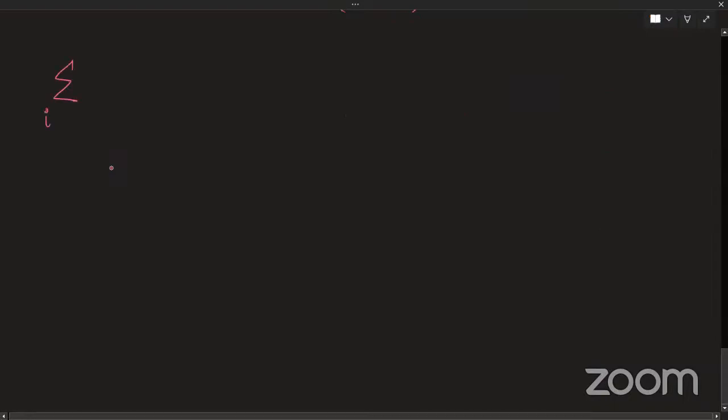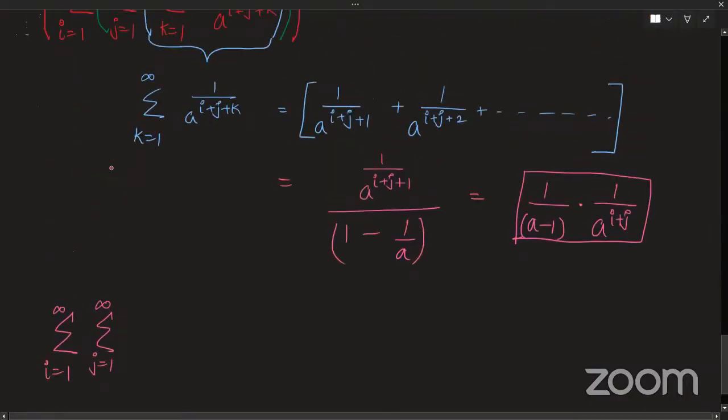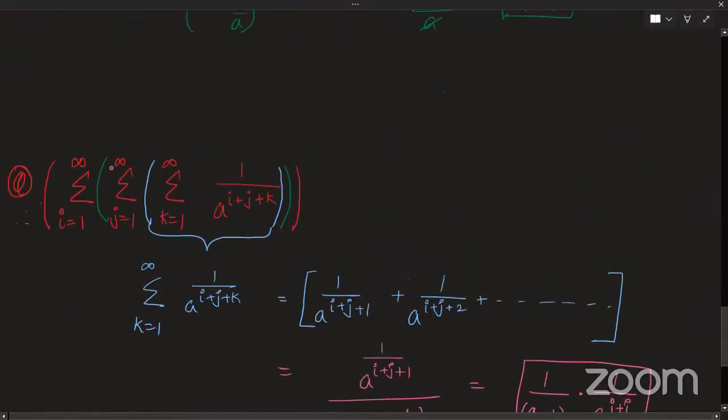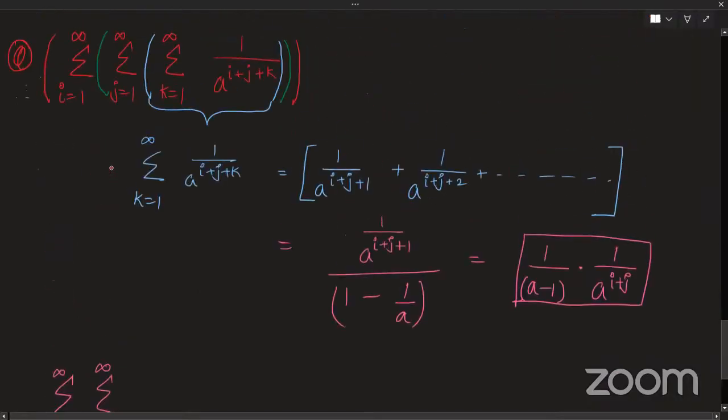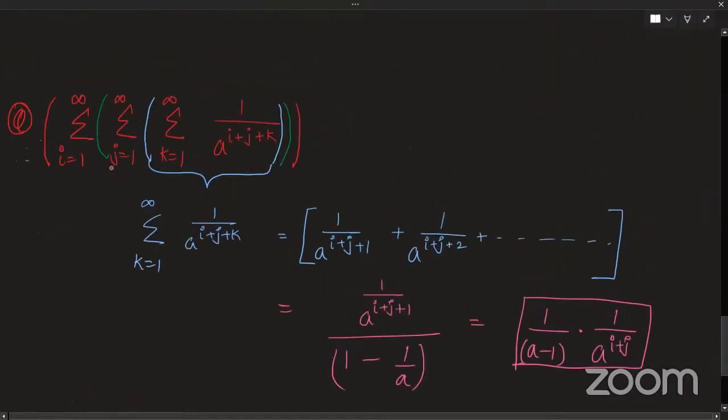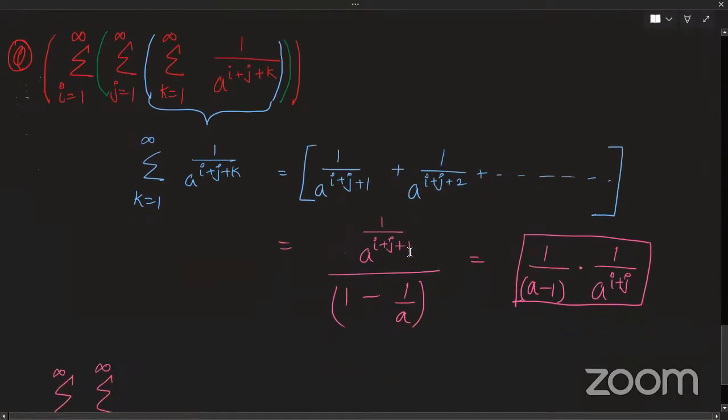So sigma i is going from 1 to infinity, sigma j is going from 1 to infinity. Fine. i is going from 1 to infinity, j is going from 1 to infinity. So then what you will get is 1 by a minus 1 into 1 by a raised to i plus j plus 1 divided by a minus 1, and I can send that a up, right?